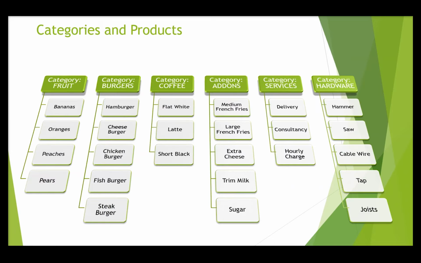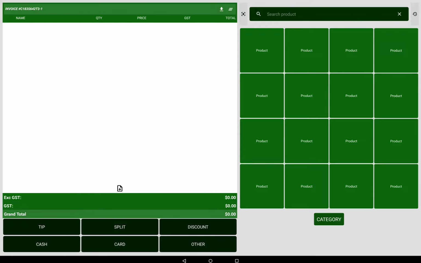Here you can see an example of multiple products in 6 different categories with products listed under these categories. Let's go back to our shop and let's create our products and categories.